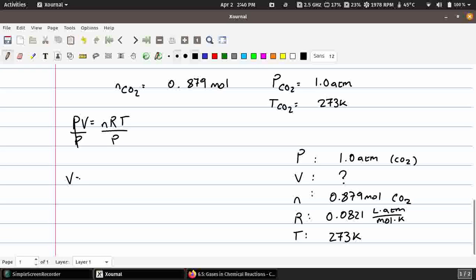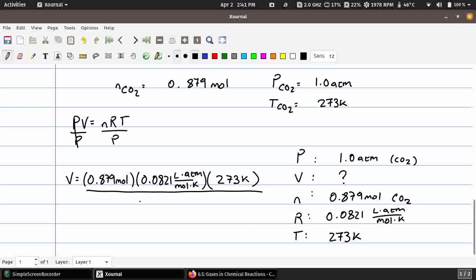So that means V equals 0.879 mole times 0.0821 liters times atmospheres over mole times Kelvin times 273 kelvins divided by 1.0 atmospheres. So you don't have to really divide it by anything because it's going to come out to the same number. But you just look at what you have in terms of units and you cancel it out, and that's going to give you what you need.